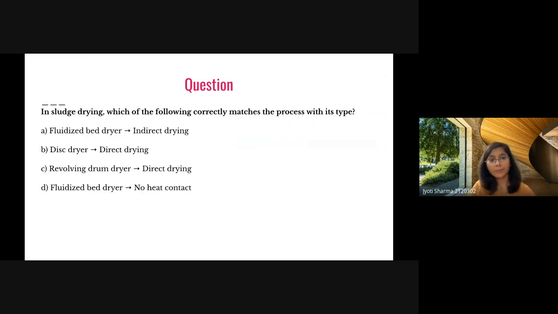Okay. In sludge drying, which of the following correctly matches the process with its type? We have indirect and direct drying, right? And you have to tell me which one is correctly matched. So we have four options here: fluidized bed dryers, indirect drying, disc dryer, revolving drum dryers, and fluidized bed dryers. So we have two types of drying: direct and indirect. Dia gave me a C answer. Yes, C answer is the right one.